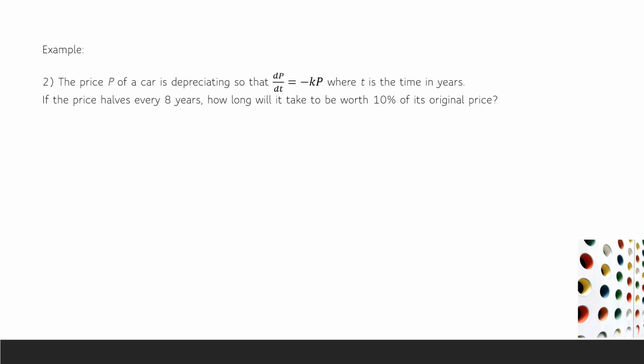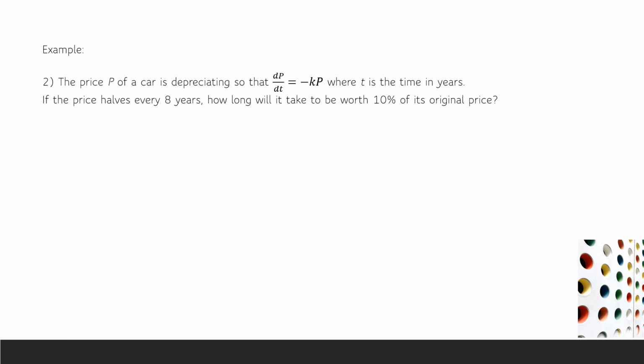For our second example, let's look at a depreciation question. We know that a car is depreciating in the form of dP/dt equals minus kP. This means that it's in the form of an exponential, and exponential decay in this case. The price halves every 8 years. How long will it take to be worth 10% of its original price?